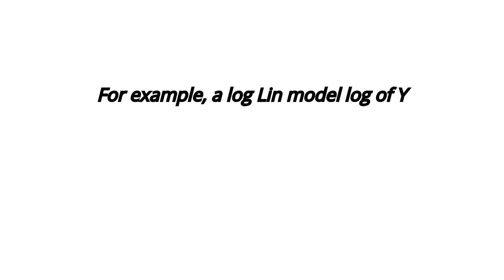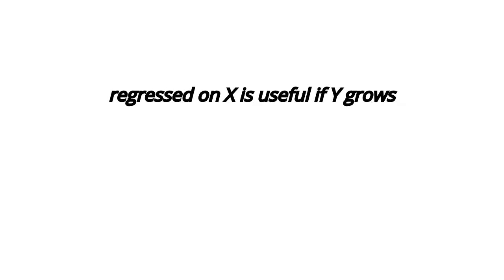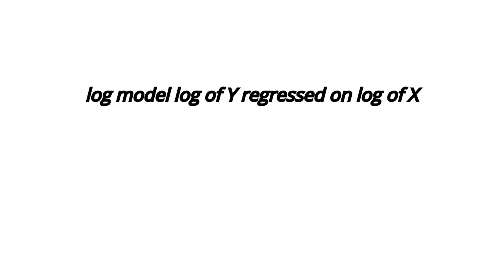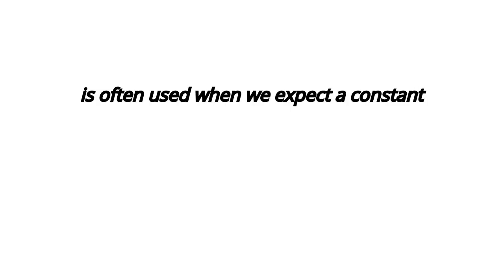For example, a log-lin model, log of y regressed on x, is useful if y grows exponentially with x. And log-log? A log-log model, log of y regressed on log of x, is often used when we expect a constant elasticity relationship, where a percentage change in x leads to a constant percentage change in y. How do we choose the right form? It's crucial to examine the goodness of fit statistics, but perhaps more importantly, to look at the residuals from different models. The residuals should look random, with no obvious patterns, if the model form is appropriate.